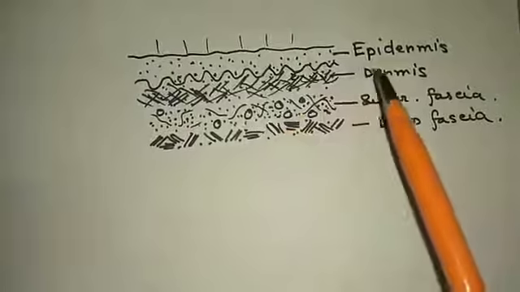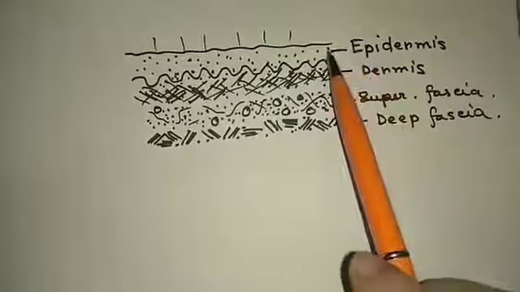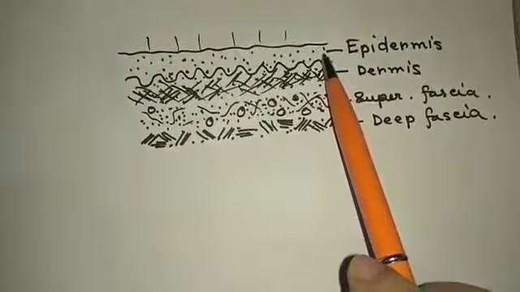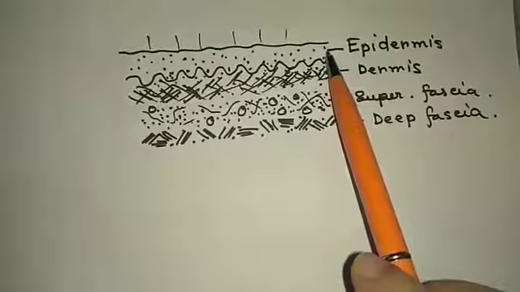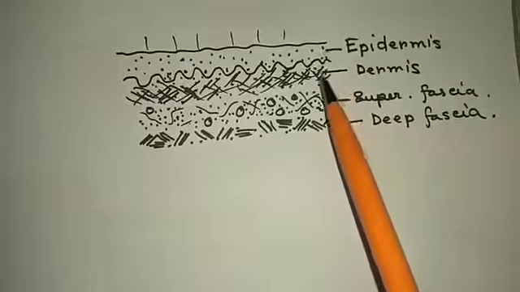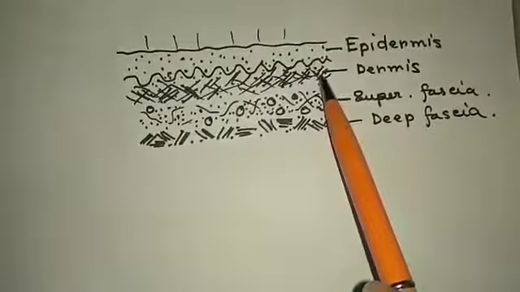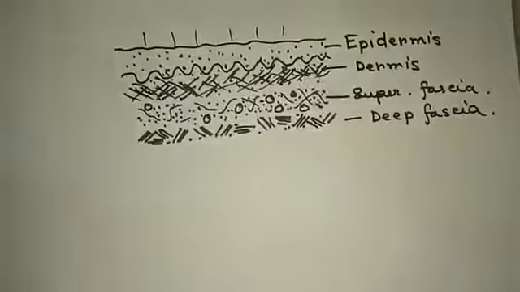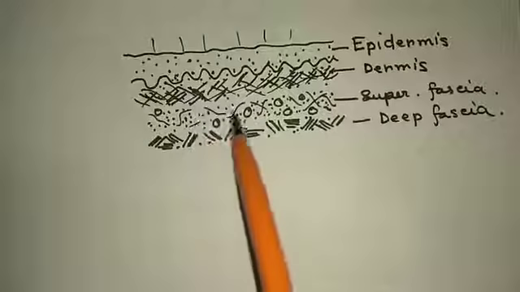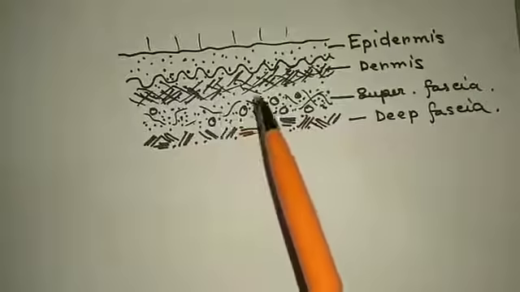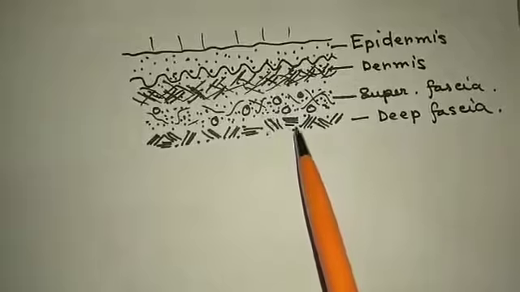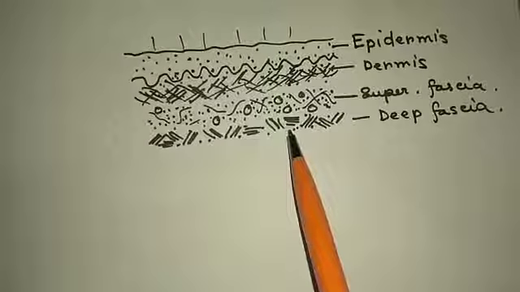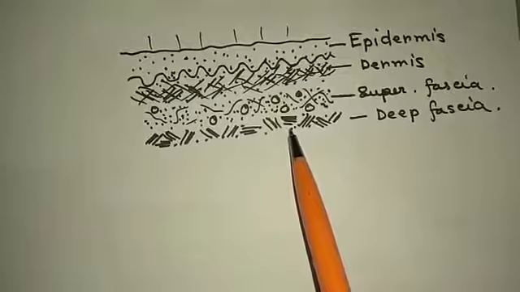This picture shows the epidermis, which is keratinized stratified squamous epithelium, and under this is the dermis. It is formed by dense irregular connective tissue. Under this is the superficial fascia, formed by loose connective tissue, and under this is the deep fascia, which is also formed by dense irregular connective tissue.